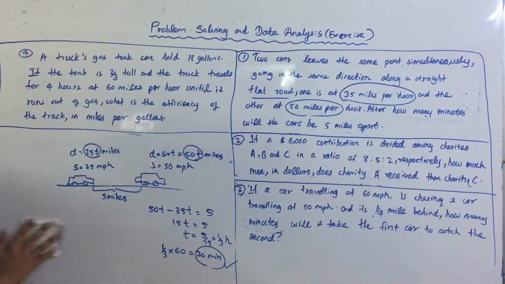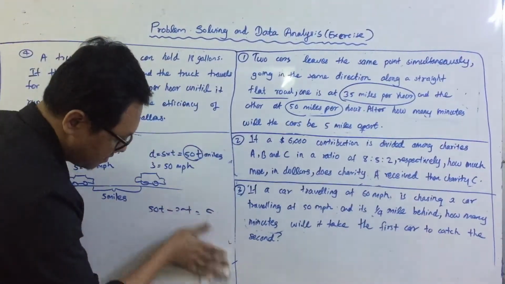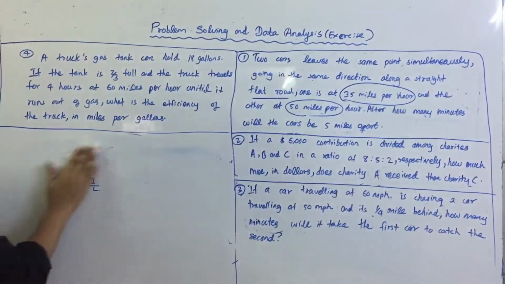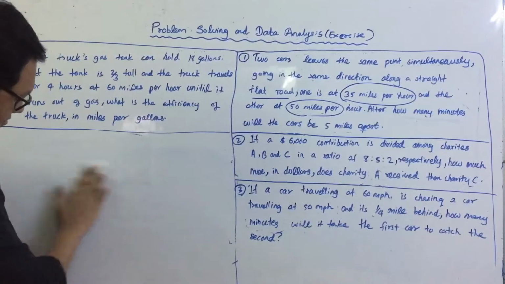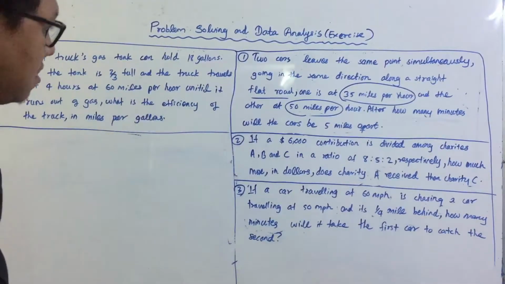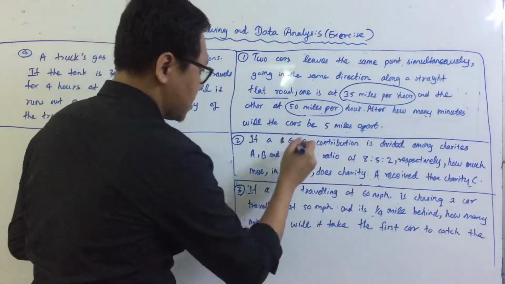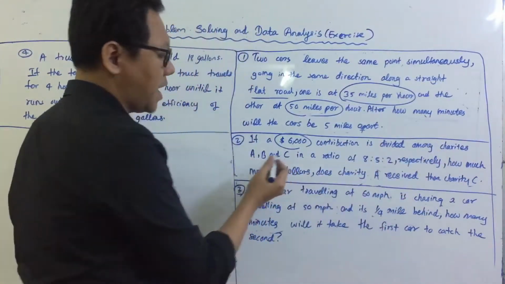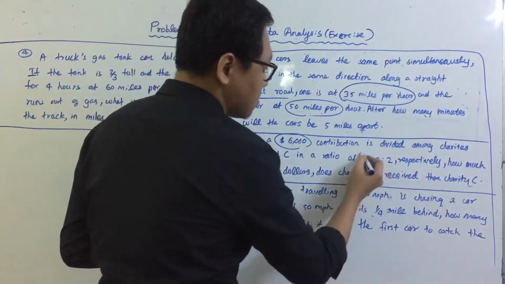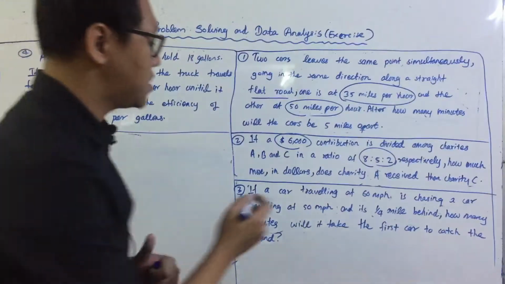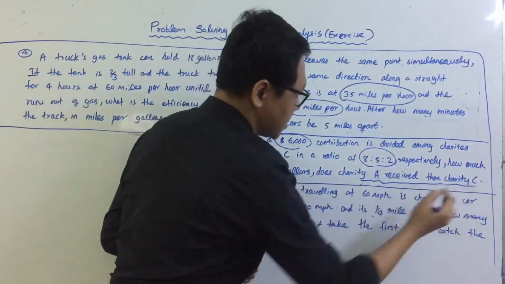Let me erase this. If a $6,000 contribution is divided among charities A, B, and C in a ratio of 8:5:2 respectively, how much more money in dollars does charity A receive than charity C?